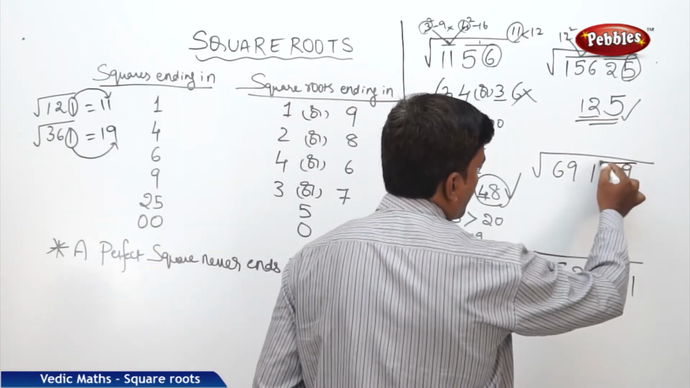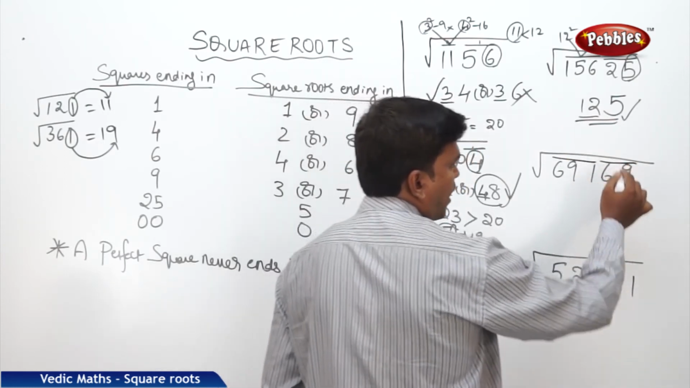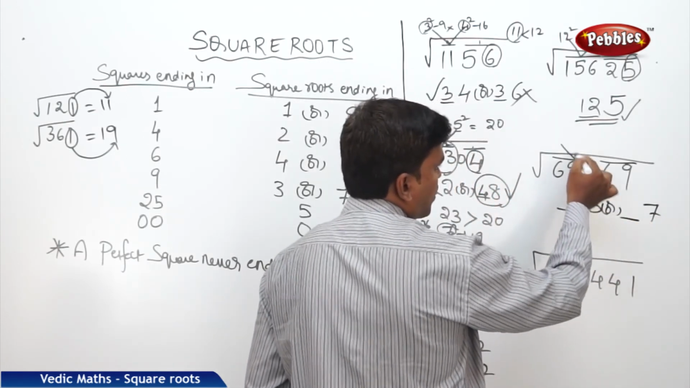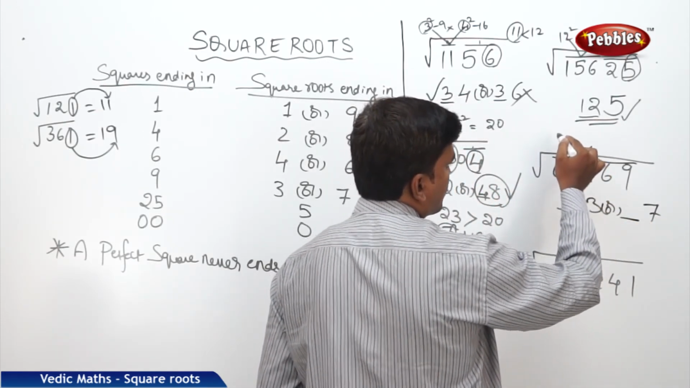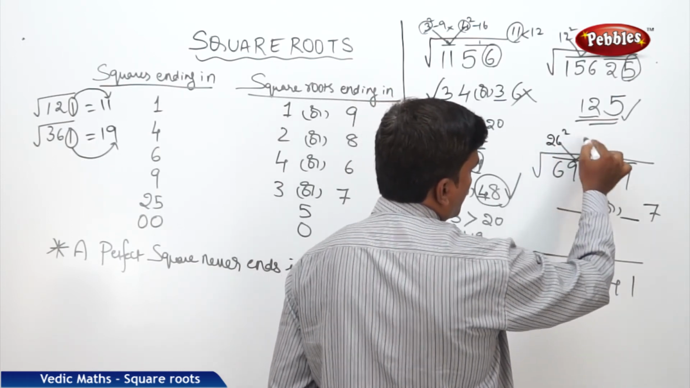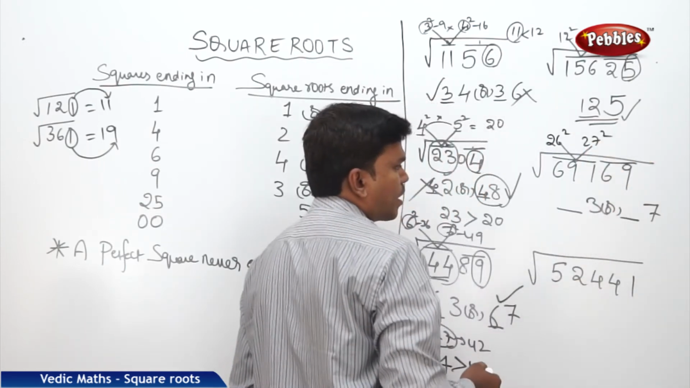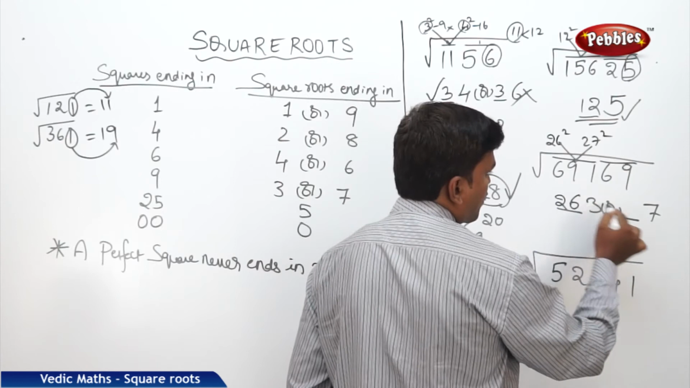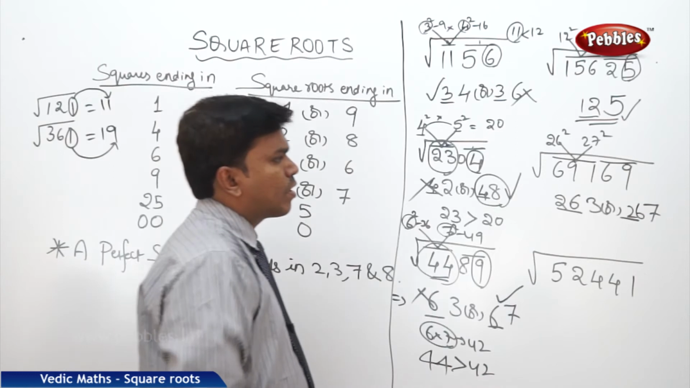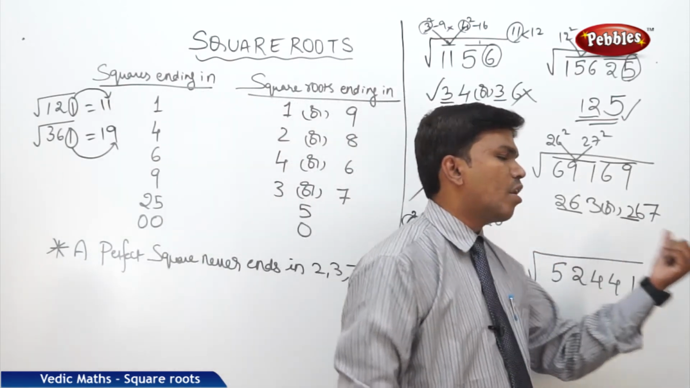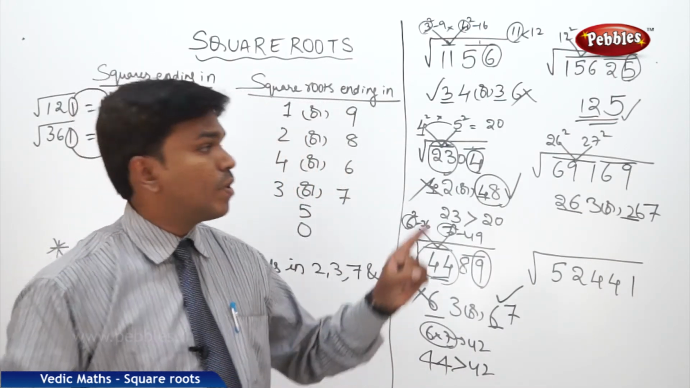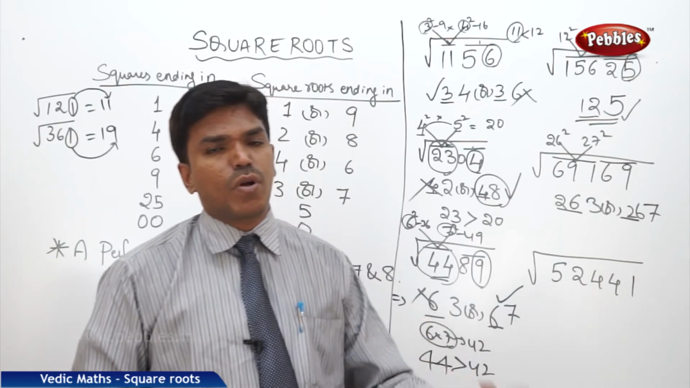Coming to this one, take 2 digits and the remaining 3 digits. 4, 9. 9 comes between 3 or 7. So 691 comes between how much it is? 26 square and 27 square. But always the square number is filled with smaller number, that is 263 and 267. Now how to find out which is the right answer, either 263 or 267. So what you need to go for? You need to go for the product of 26 and 27. What is the product of 26 and 27?